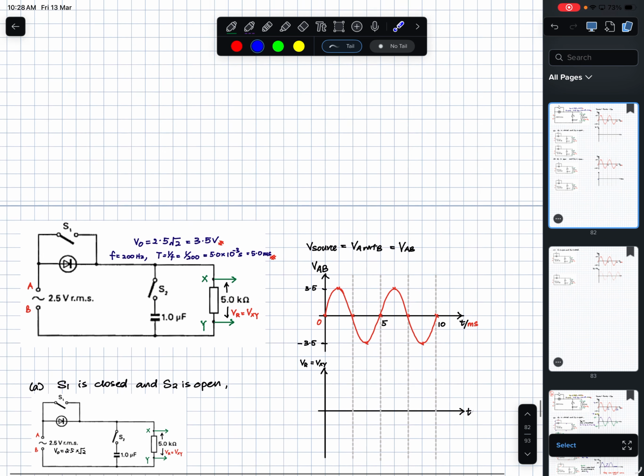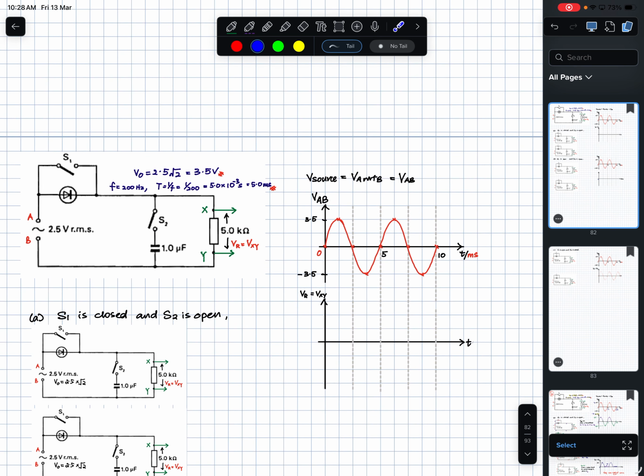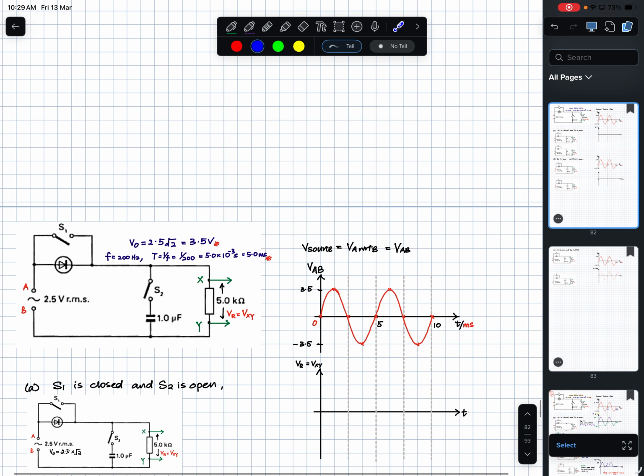So to do these type of questions, number one, when there are switches, you need to redraw the circuit, so you know which circuit is relevant or not. Okay? The second thing, if there's a diode, then you need to figure out whether it is forward bias or whether it is reverse bias.